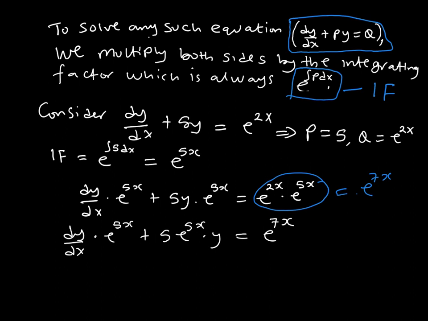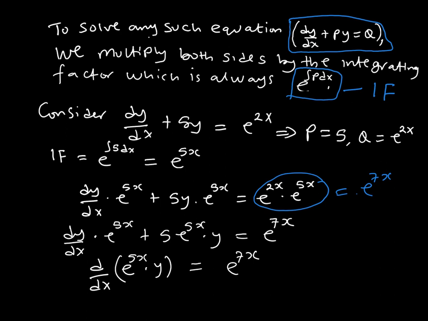This integrating factor has the effect of converting the left-hand side into an exact differential or a complete differential. So the left-hand side will become d by dx of the integrating factor, which is e to the power 5x, times y, and this will be equal to e to the 7x.